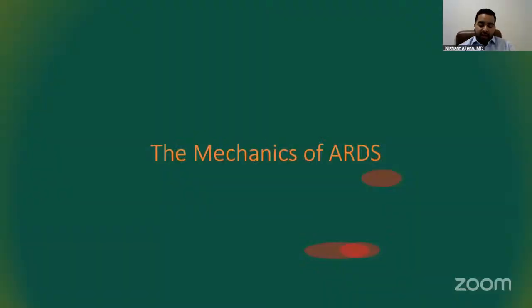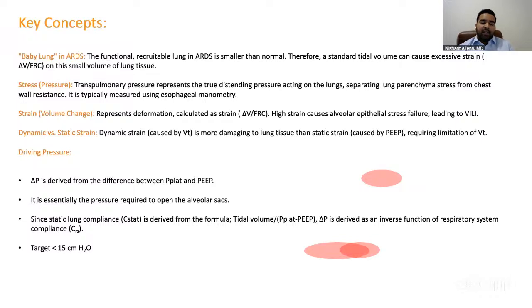Now, coming to the mechanics of ARDS. This is absolutely essential to understand if you have to manage ventilation in ARDS. I'm going to go over a few key concepts that one absolutely needs to know before we can go into each of the treatment modalities. The first, historic concept is the baby lung in ARDS. The functional recruitable lung in ARDS is much smaller than normal. So if the standard tidal volume is 500 ml, which doesn't cause strain in a regular lung, the same thing can cause a lot of strain in an ARDS lung.